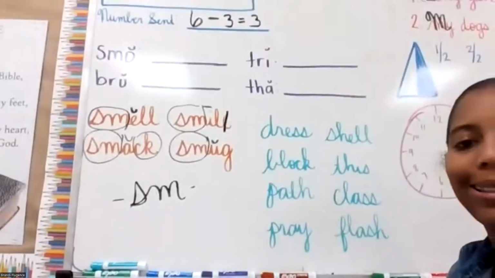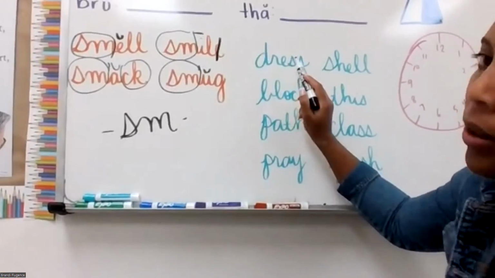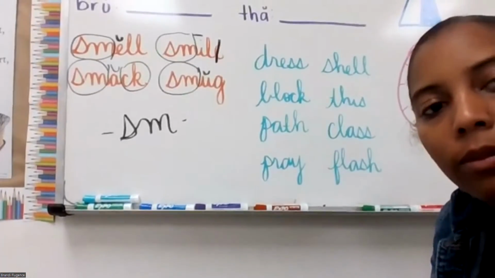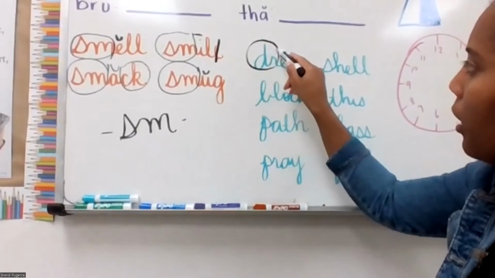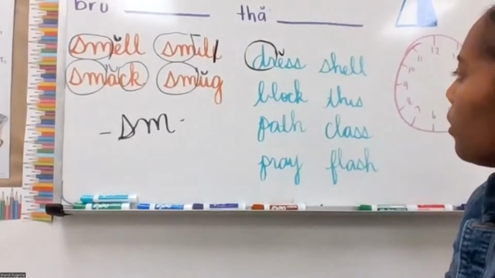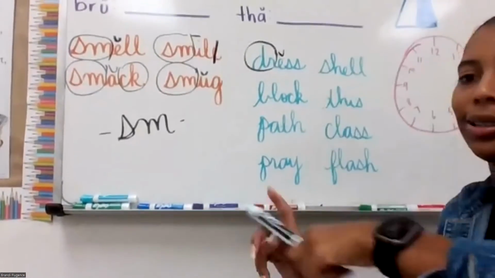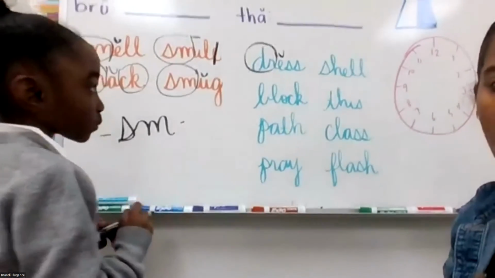All right, let's go ahead and practice some more sounds. Asa, could you tell me my sounds and how to mark my vowel in this word? D-R, D-R, and how do I mark the E? With a smiley face. Good, what's the word? Dress. Dress, okay, next one. Bravely.